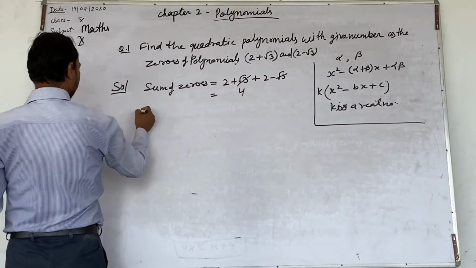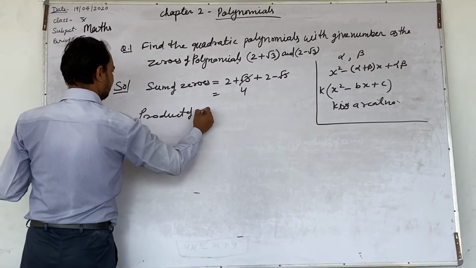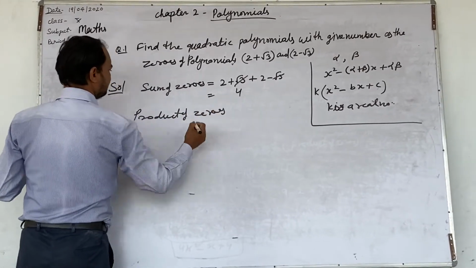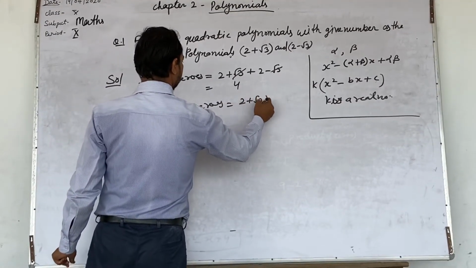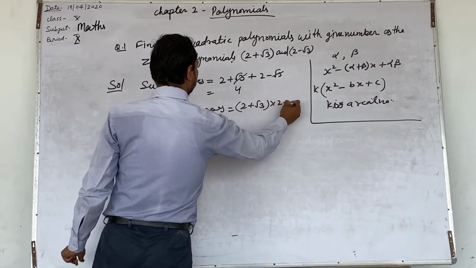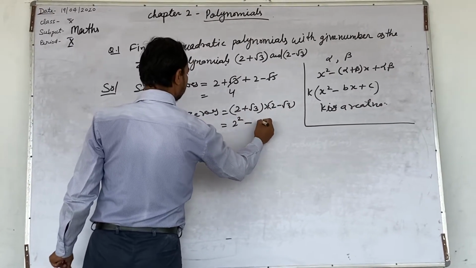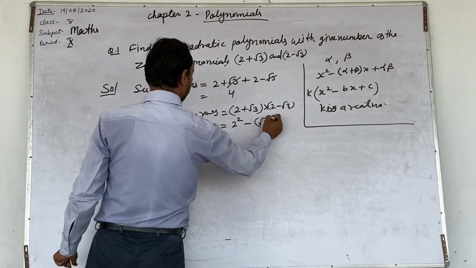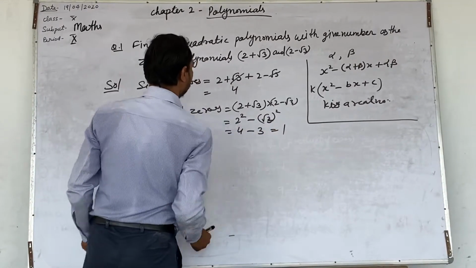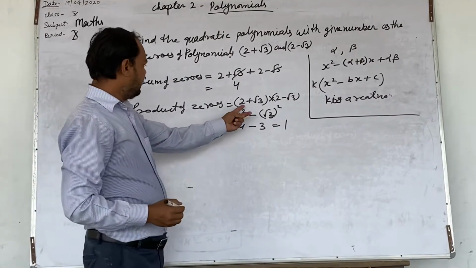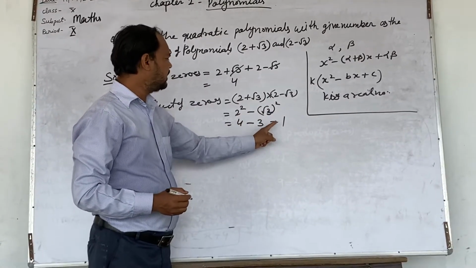Now again find the product of zeros. The product of zeros is 2 plus root 3 into 2 minus root 3. This will give you a square minus b square, that is 4 minus 3, that is 1. (a plus b)(a minus b) gives a square minus b square, 4 minus 3 equal to 1.